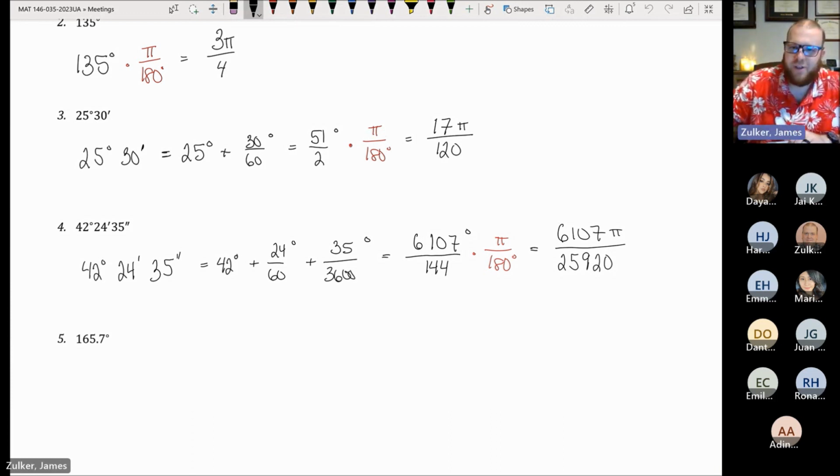The TI Inspire can do it. If you just type in the fraction, it will automatically reduce it for you. You do not need to memorize the unit circle. We're not even there yet. However, you will not be given a sheet with the unit circle, so you'd have to write it down in your notes.